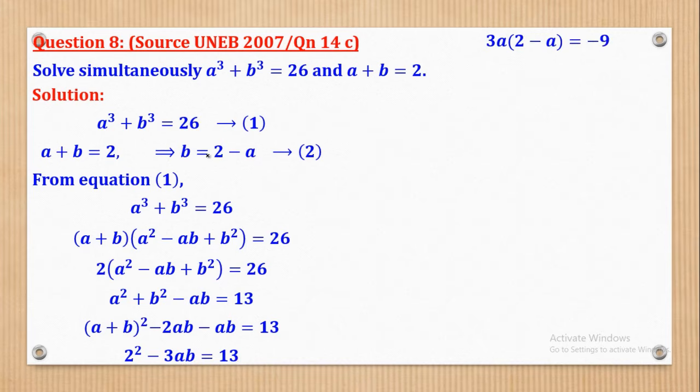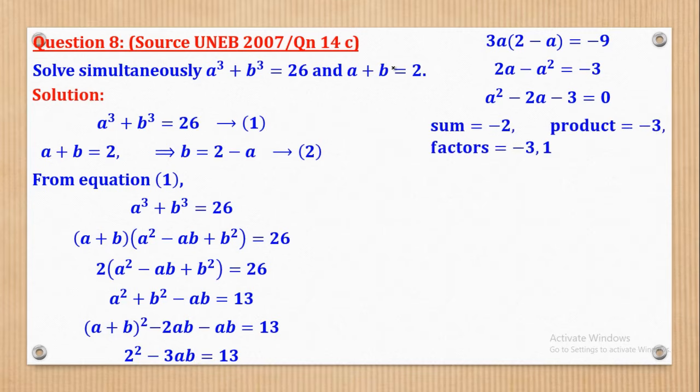Now, I already know that b is equal to 2 minus a, so substitute for b here to get an equation with only a. So that is a quadratic equation, and when I solve it, I can either use factorization method or bulldozer method. If I use factorization method, I'll come up with (a minus 1)(a minus 3)(a plus 1). And therefore a is equal to 3 or a is equal to negative 1.